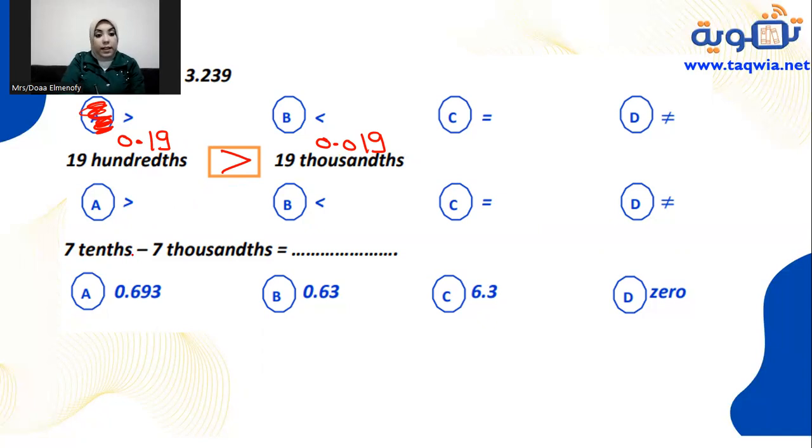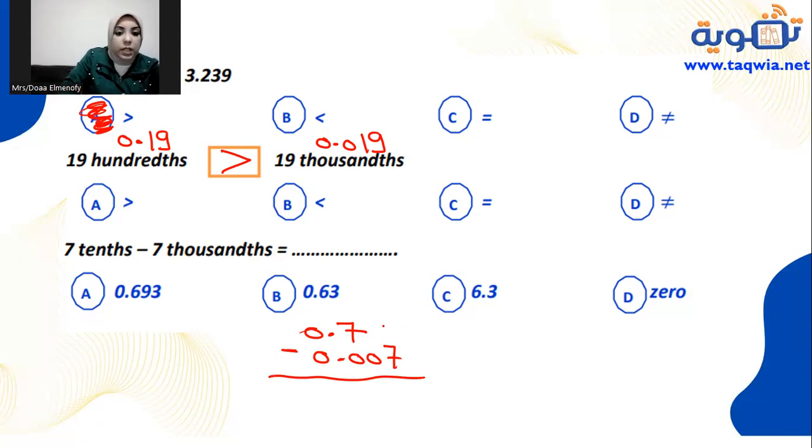Okay, so 7 tenths minus 7 thousandths. Okay, how can we solve this kind of question? So first you have to write it in standard form. So 7 tenths is 0.7 and 7 thousandths is 0.007 and you have to subtract. What we have to do, you're going to put 2 zeros in the empty places. Now we have to start from the right to subtract.